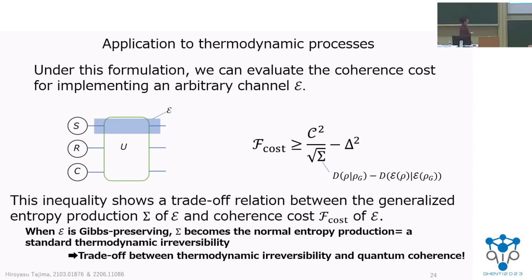So this inequality shows a trade-off relation between thermodynamic irreversibility and quantum coherence. Here we remark that this inequality is also valid for an arbitrary channel, even if it is not Gibbs preserving.